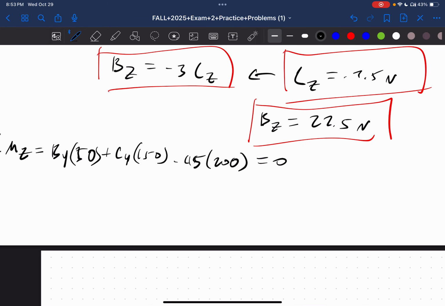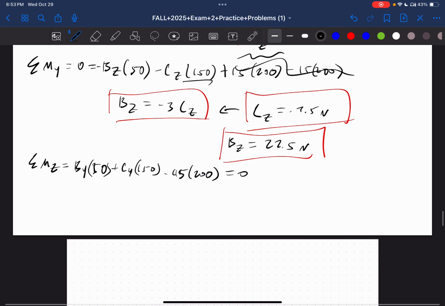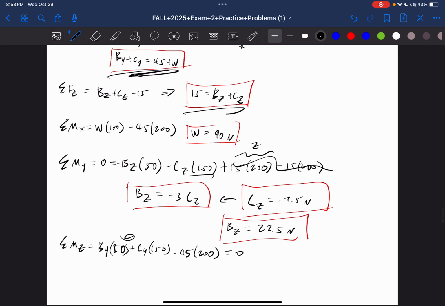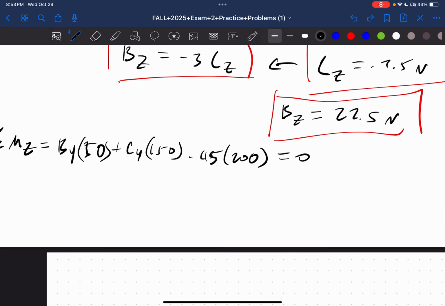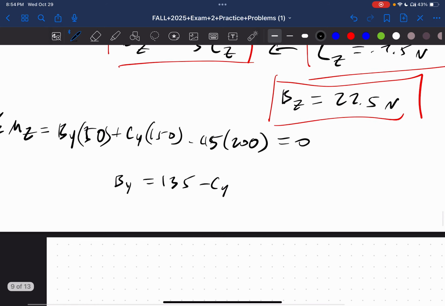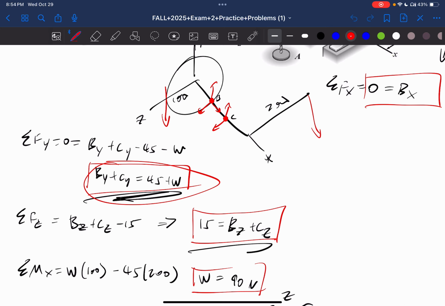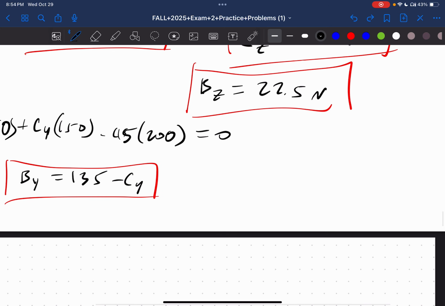So from this relationship, we have a BY and a CY. So take this, plug it in for this, solve for one of them, and if we just simplify this a little bit, we're going to get BY is equal to 135 minus CY. And then from this relationship here, you can easily solve for stuff.